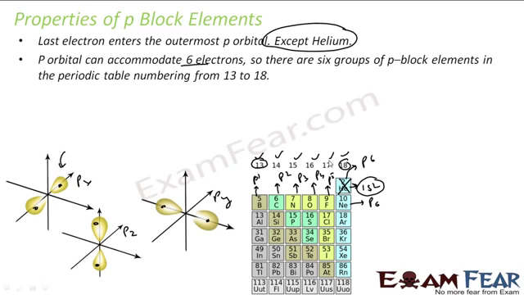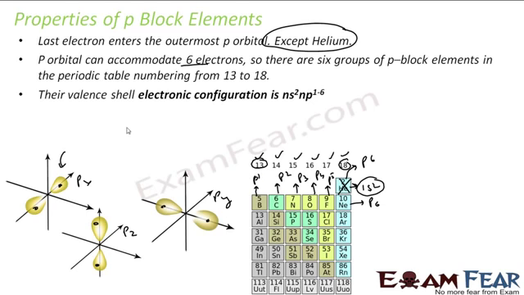Correct? Please note, it is group 13, 14, 15, 16, 17 and 18. It is not group 5, 6, 7, 8, 9, 10. A lot of students get confused. It is group 13, 14, 15, 16, 17 and 18. Okay?